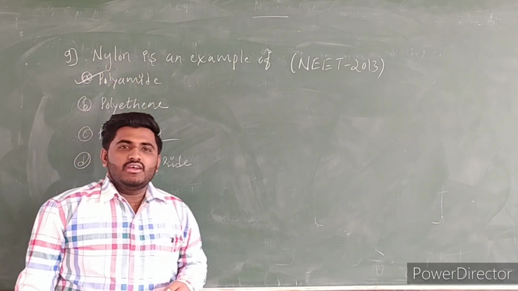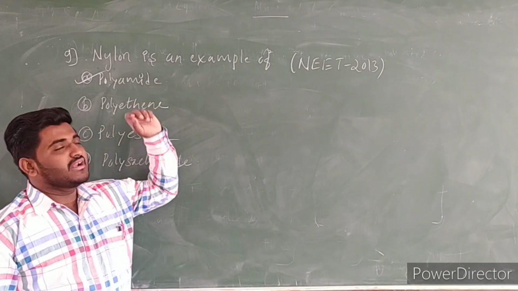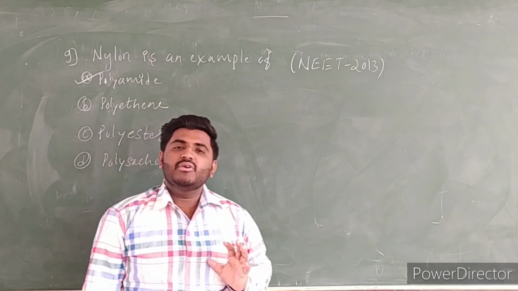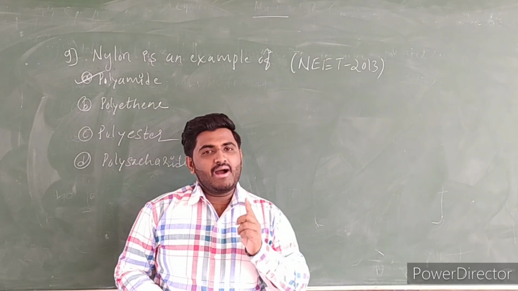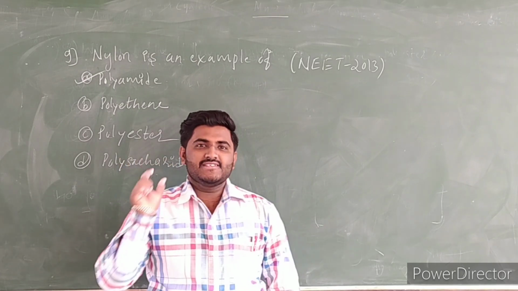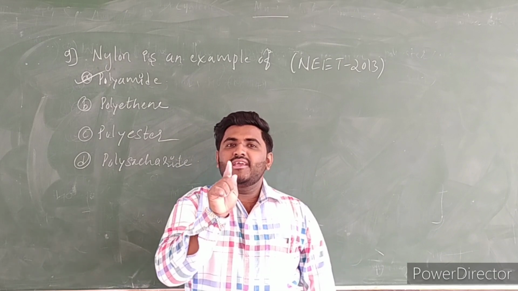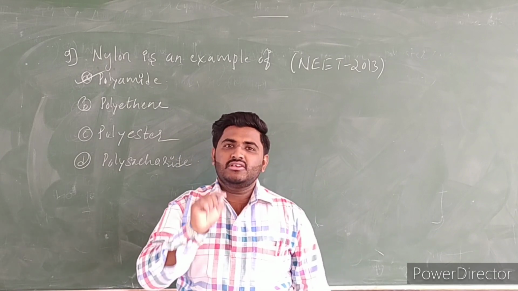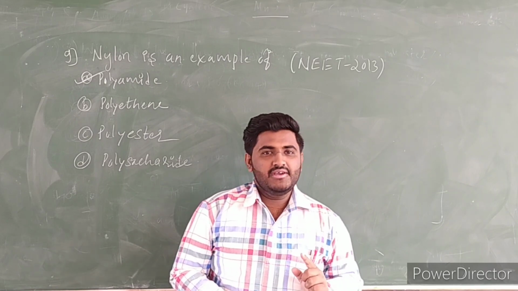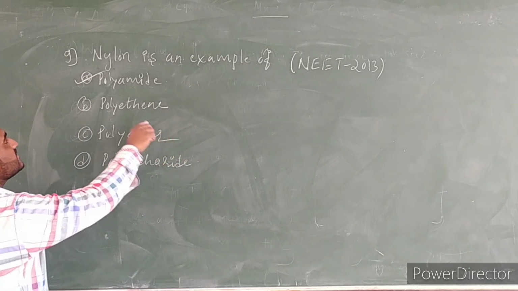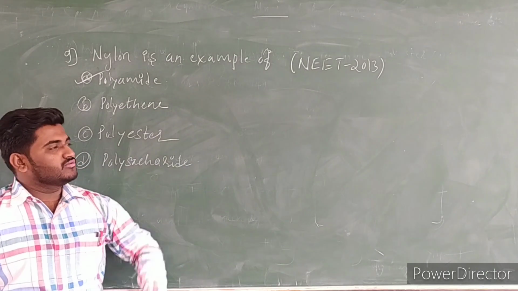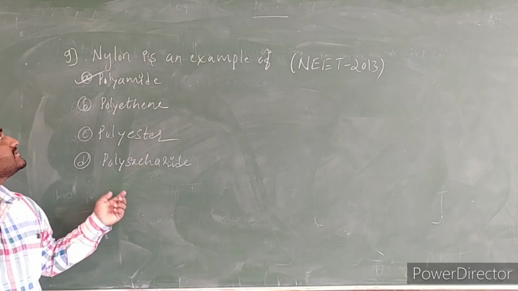Hence for the 9th question, option A is the correct answer. Polyamide. Why polyamide? Because in nylon you are getting amide as a functional group. Preparation of nylon can be done by adipic acid and hexamethylene diamine. In adipic acid, OH and one of the H from the nitrogen of hexamethylene diamine is removed. You are getting an amide bond. The CONH bond is present. Hence, nylon 6,6 and nylon 6 are both in the polyamide category. This was asked in NEET 2013. Then we will discuss question number 10.